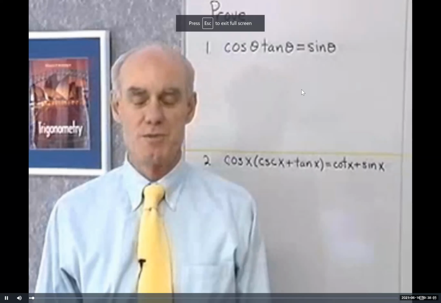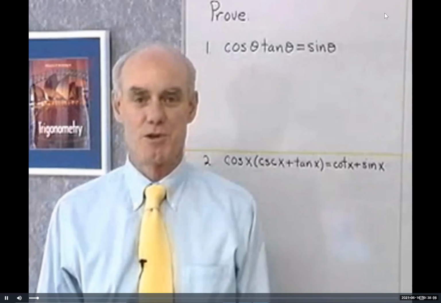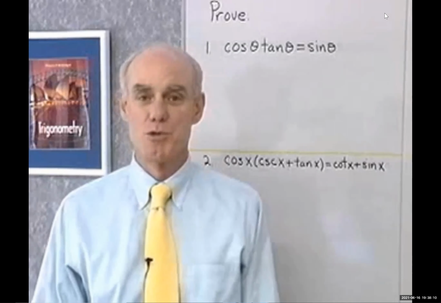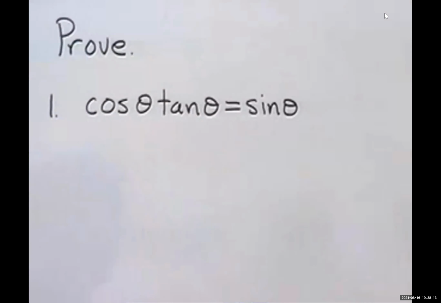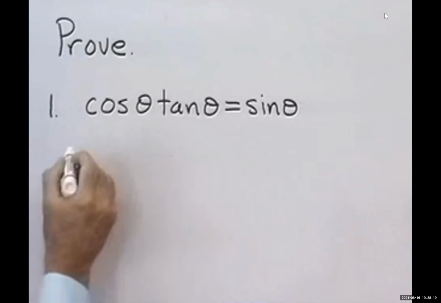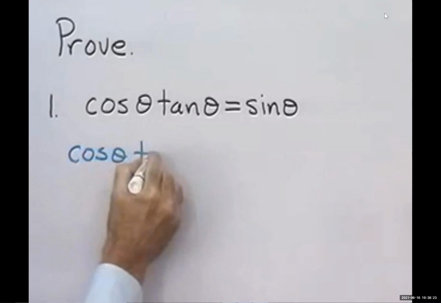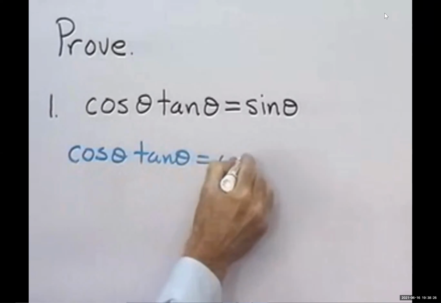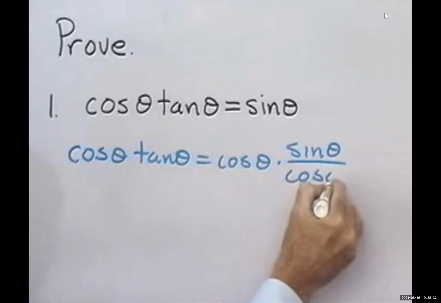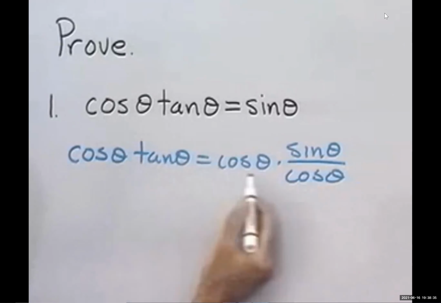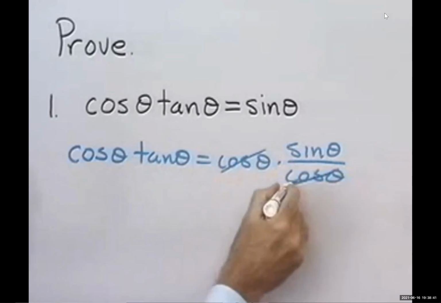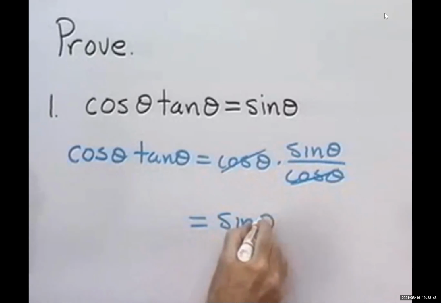Identities, and to do these problems, you need to have memorized those basic identities, the reciprocal, ratio, and Pythagorean identities. And then we're going to put those identities together with a little bit of algebra and prove some more difficult identities. Here's our first one. We want to prove that cosine theta times tangent theta is equal to sine theta. So I'll start with the more complicated side, and I'm going to take cosine theta, tangent theta, and rewrite it as cosine theta times sine theta over cosine theta using my ratio identity that says tangent theta is always sine theta over cosine theta. Now I'll divide out the common factor cosine theta, and that simplifies into sine theta.